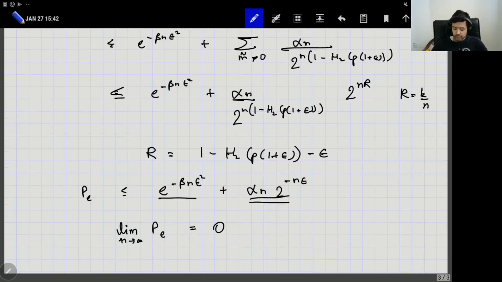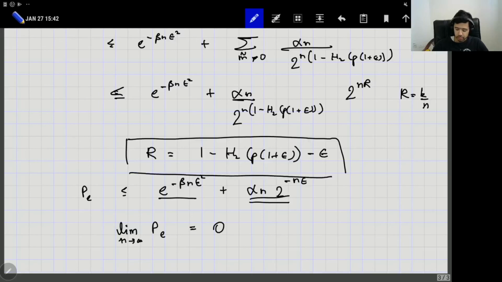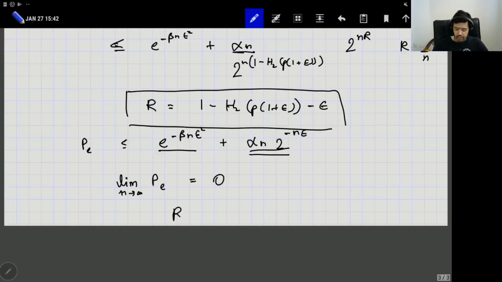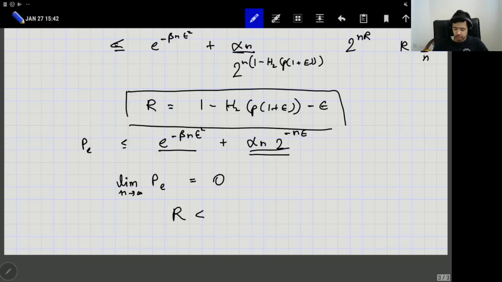So what we've shown is that, since of course we chose the code book at random, there exists at least one code which achieves this particular probability of error and has this particular rate. So the rate that we can achieve is 1 minus h2 of p times 1 plus epsilon, minus epsilon. Now epsilon is something that can be arbitrarily chosen. So what this implies is that any rate which satisfies r less than 1 minus h of p can be achieved.